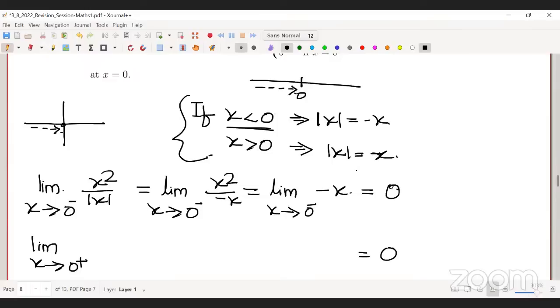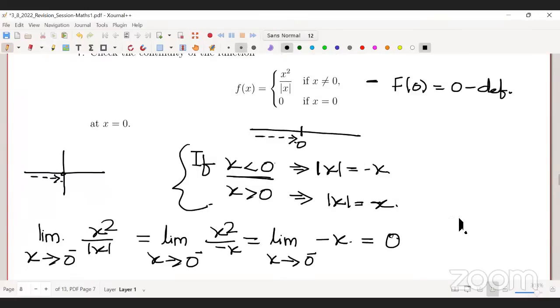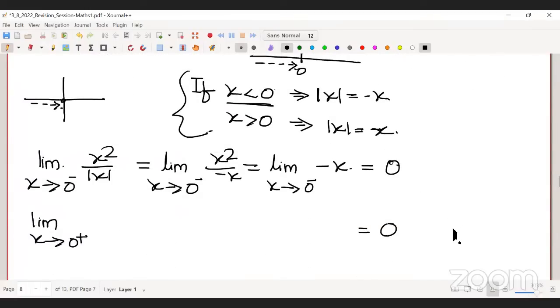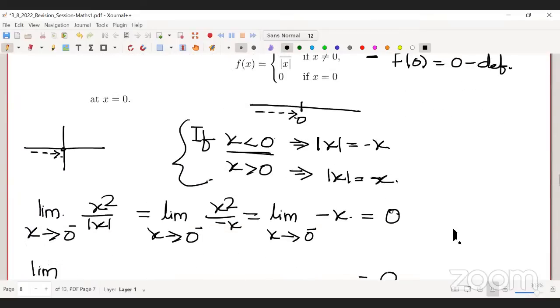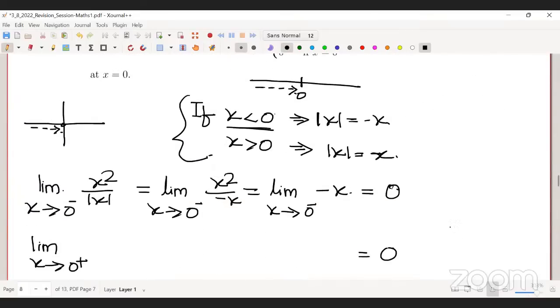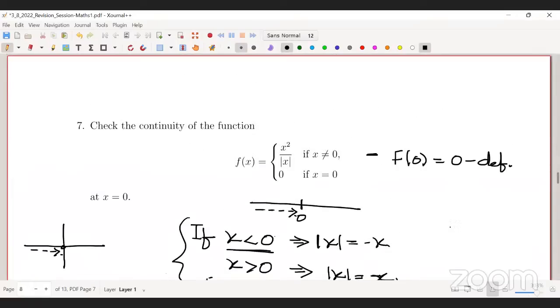So now both the left-hand limit and the right-hand limit exist, right? Yes, sir. And they are equal. So that means the limit exists. The next step is you can see that the limit is the same as f of 0. Then it is continuous. Correct, it is continuous. Okay.